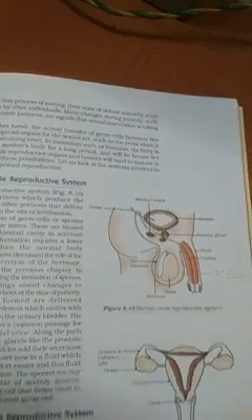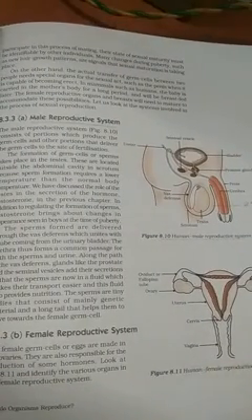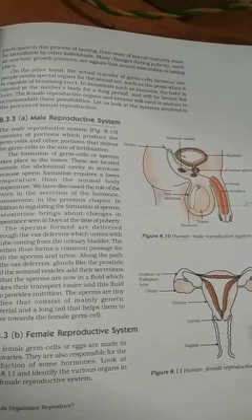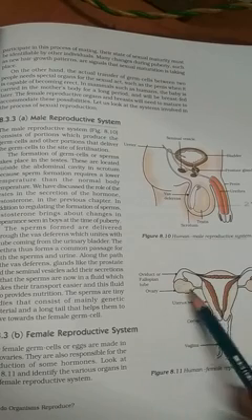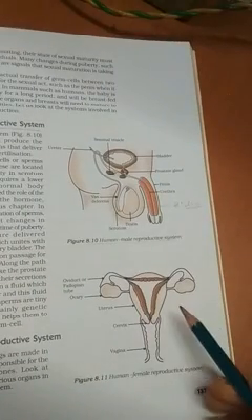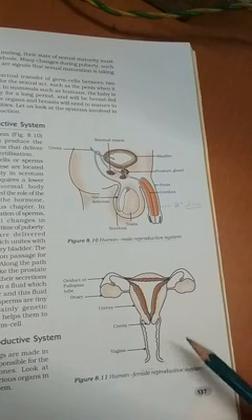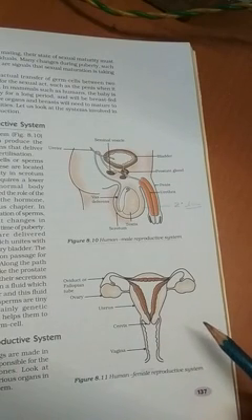Now the female reproductive system. What about the female reproductive system? This is the diagram. Female germ cells or eggs are made in the ovaries. These are the ovaries, one pair of ovaries. When a girl is born, the ovary already contains thousands of immature eggs. At puberty, some of these eggs start maturing. One egg is produced every month by one of the ovaries.